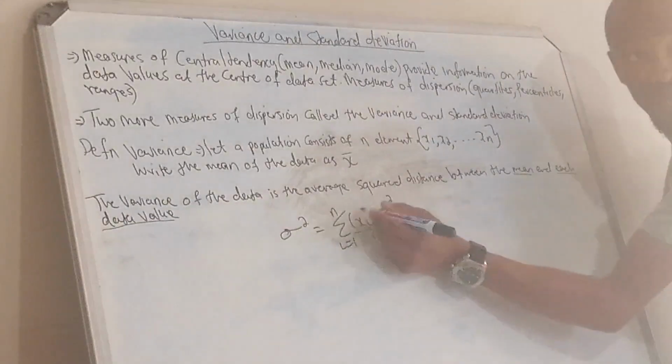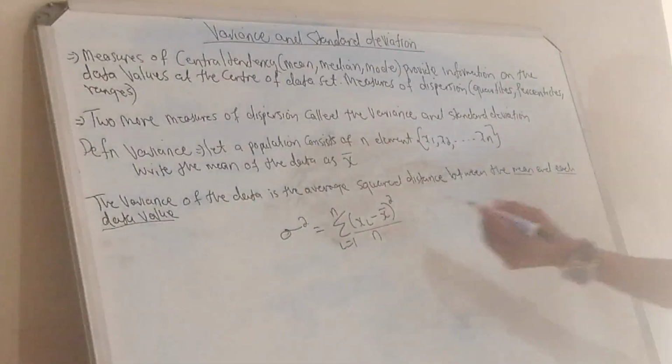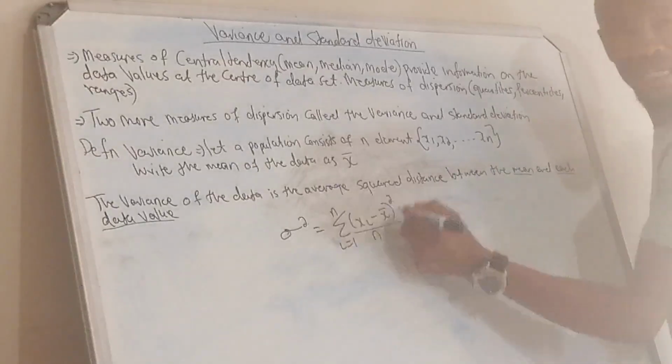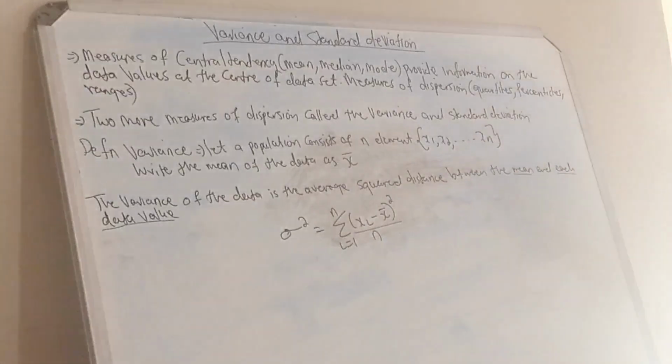Each data value is substituted by xi, the individual data value. Then we divide by n, the number of elements. How many elements are there? Maybe 7, maybe 8, maybe 9, maybe 10. You calculate them individually.